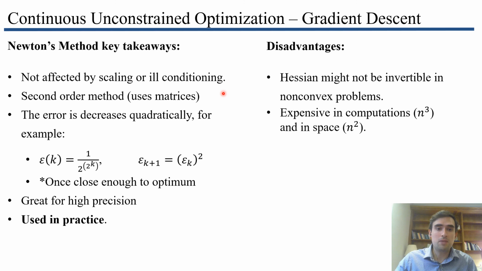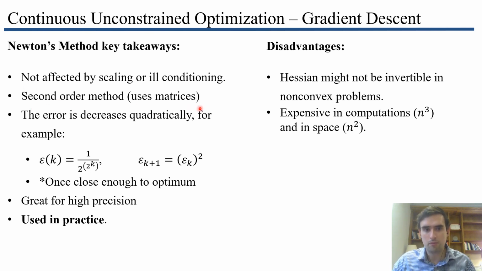So some nice takeaways from Newton's method is that it's not really affected by scaling or ill conditioning. When we saw gradient descent, we saw that when we had a higher variation in one direction than in another, gradient descent performed very badly. Newton's method is completely unaffected by this. The calculation of derivatives and the numerical routines that you have might be affected, but in theory, Newton's method is completely unaffected by this.